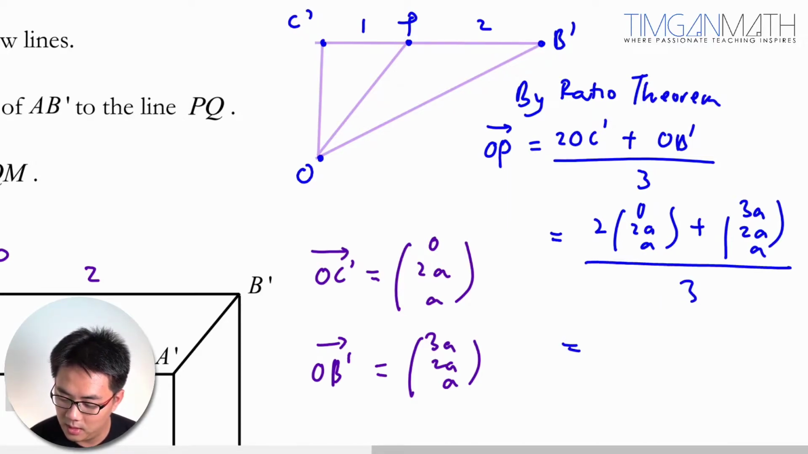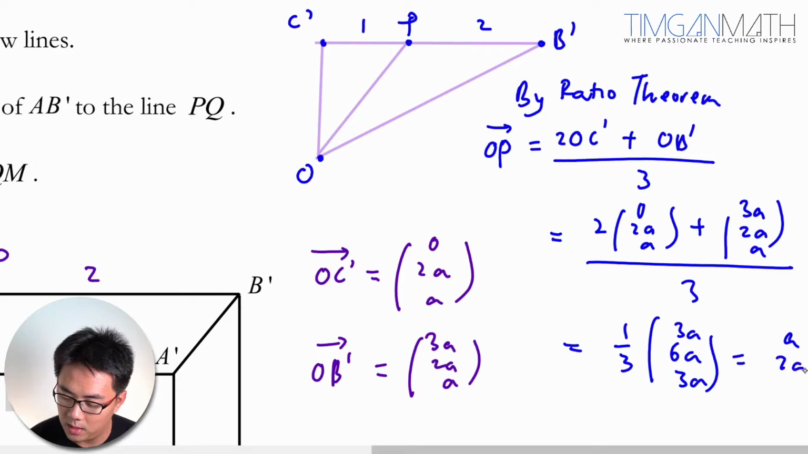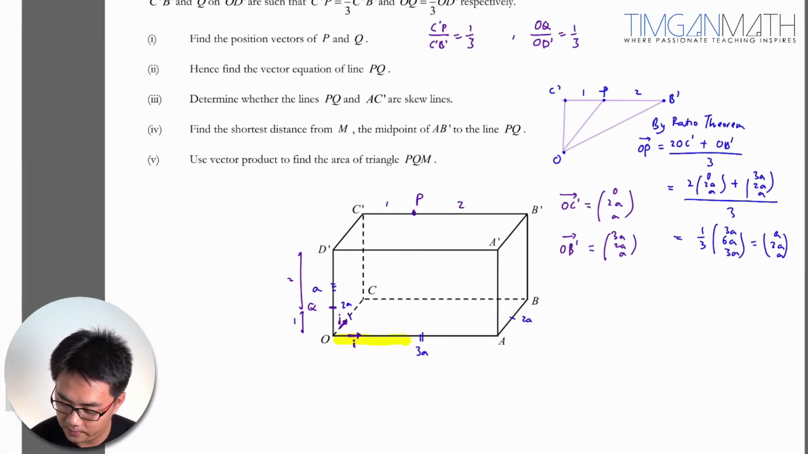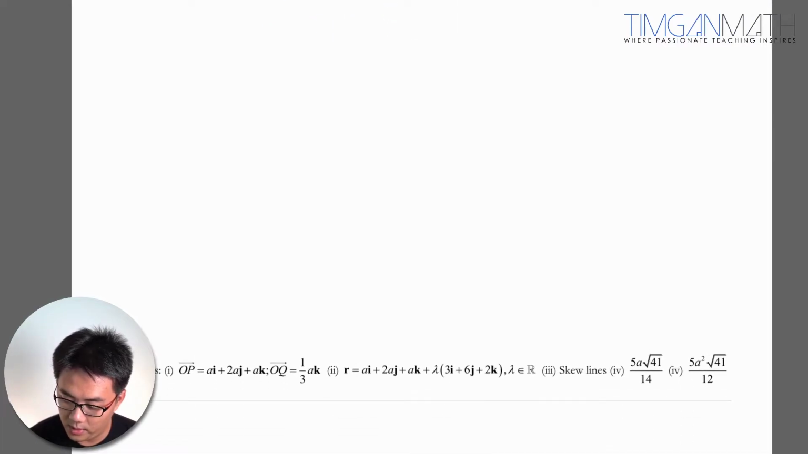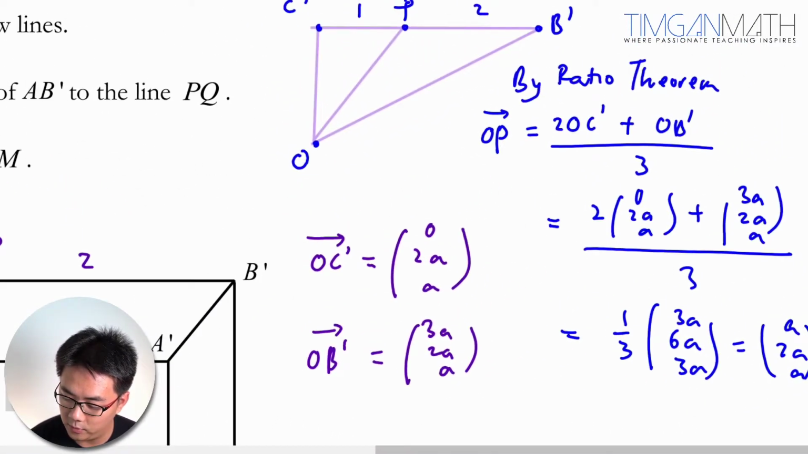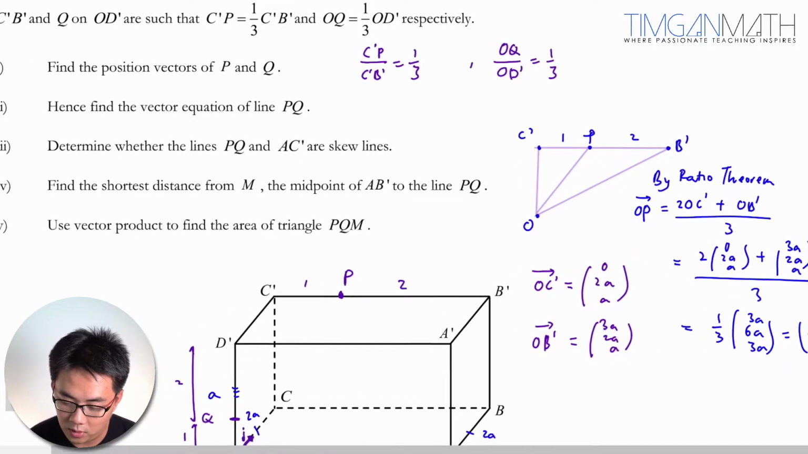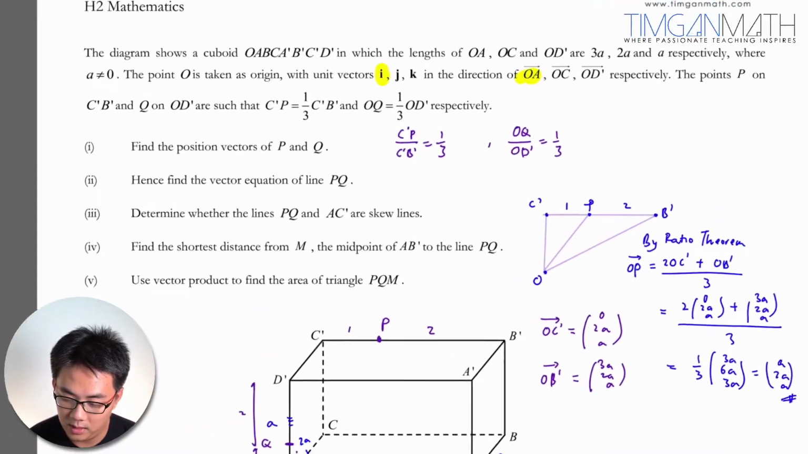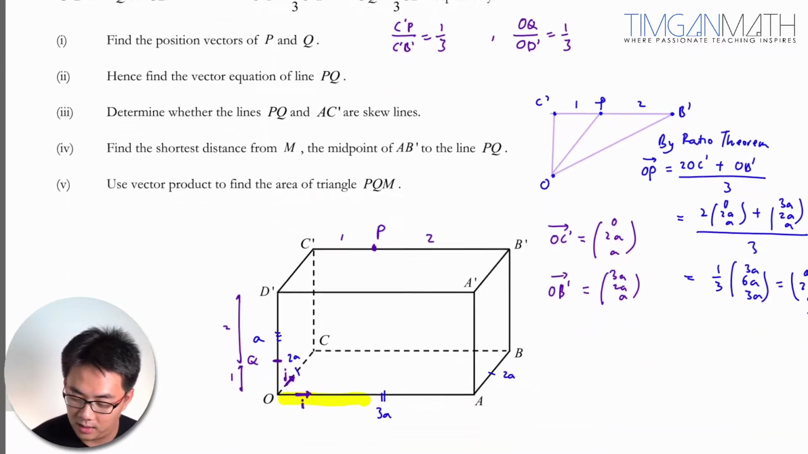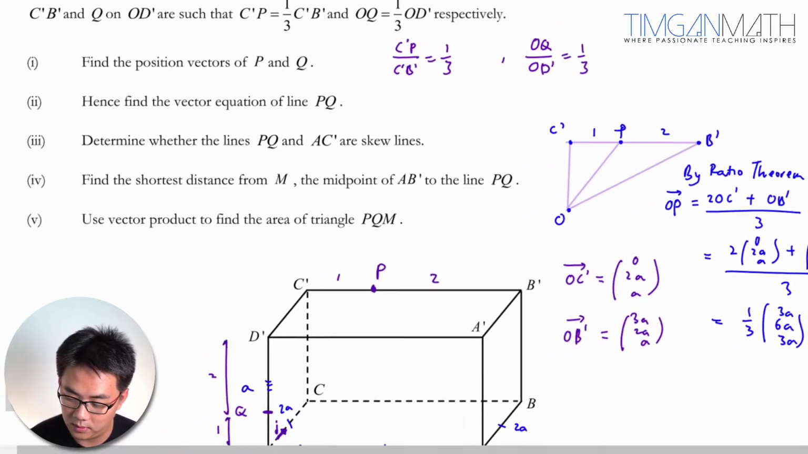So just multiply everything in. This would be 1/3. I think this is 3A, 4 times 6A. This would be 2, 3. Oh my goodness, that's good. So it's A, 2A, and A. Let's check the answer. A, 2A, and A. Right, that's my coordinate of OP. They want the position vectors. You can just leave it like that. So this is OP.